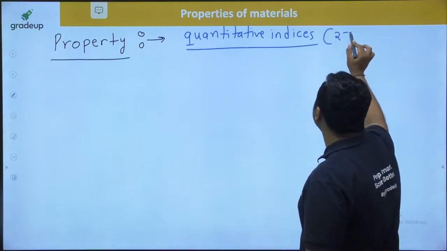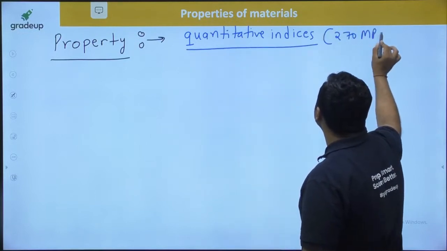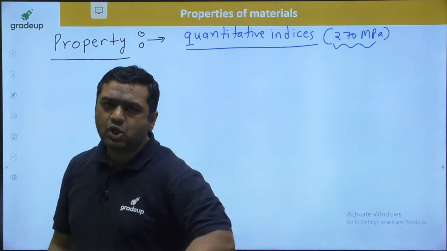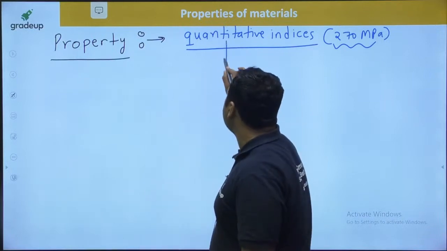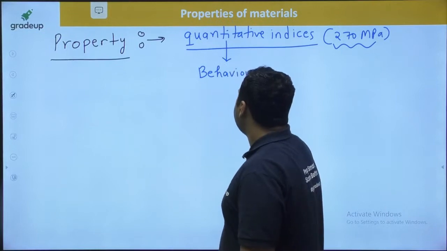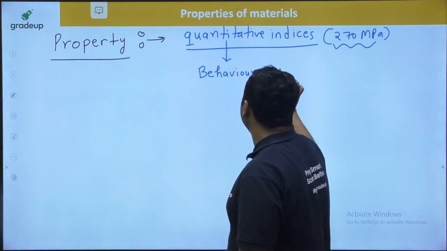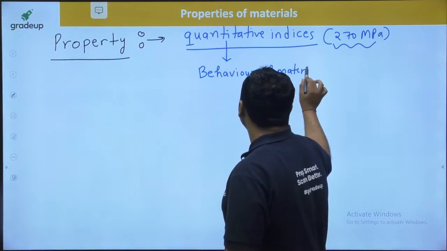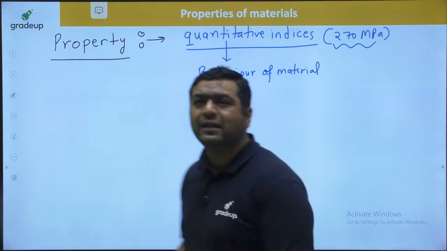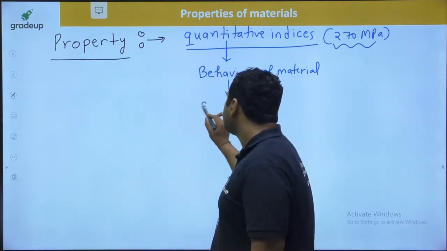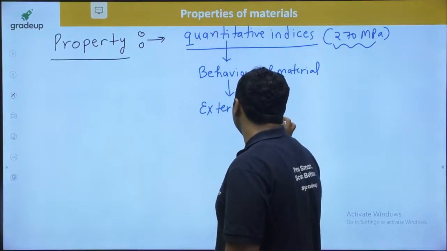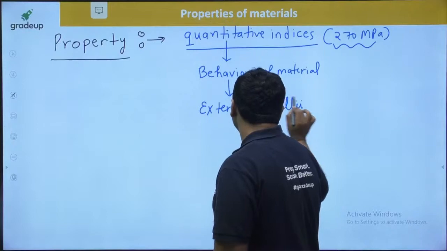Like, let us say, 270 MPa, 270 GPa. This is a kind of quantitative index. It is a quantitative number. So these are the quantitative indices given to the behavior of material, whenever the material behavior is being tested, when it is subjected to external stimuli.